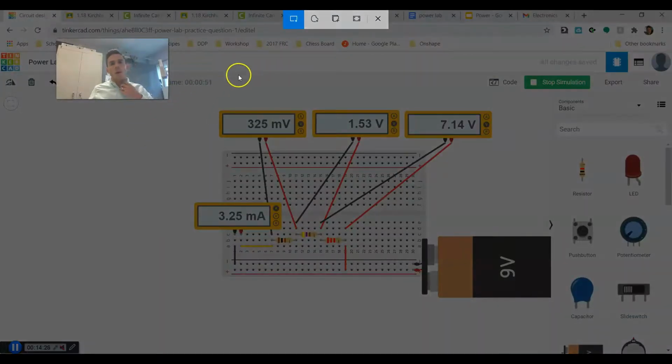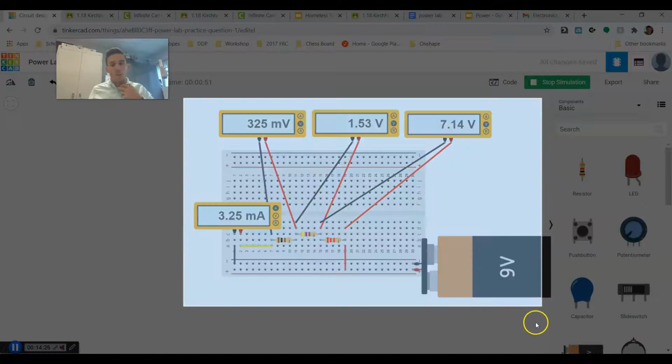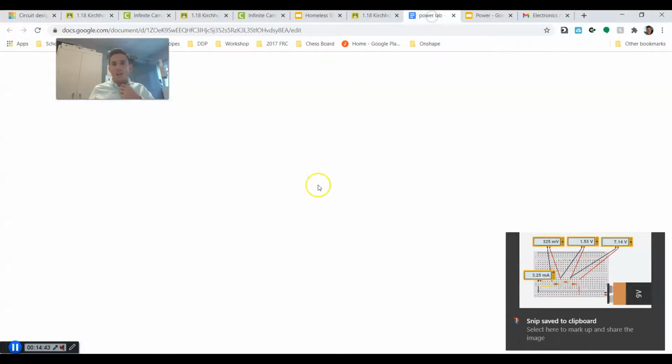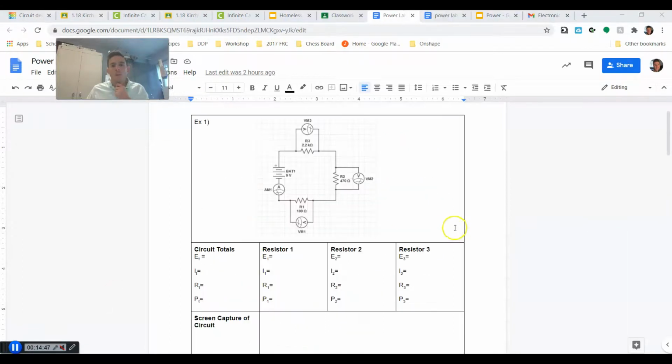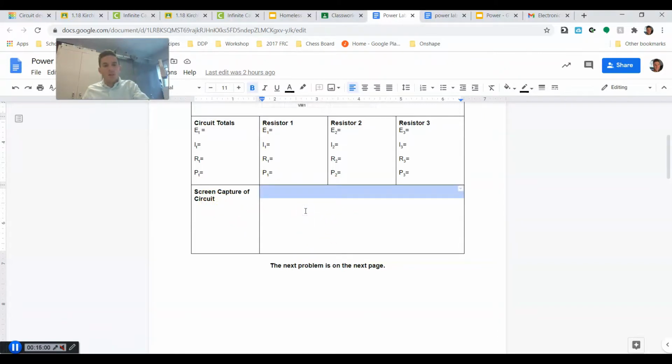When I go to do my screen capture, I would want to select basically all of the important information, including my battery and all of this stuff. So when I come to paste it into my document, I come into this box where it says screen capture of circuit. Remember you need to have the multimeter and voltmeter in there. And I go to hit Control V.